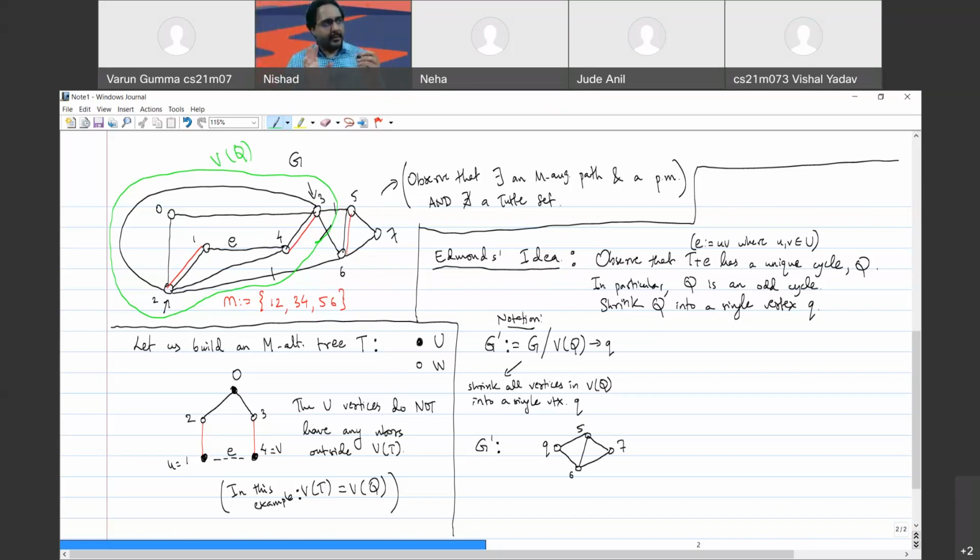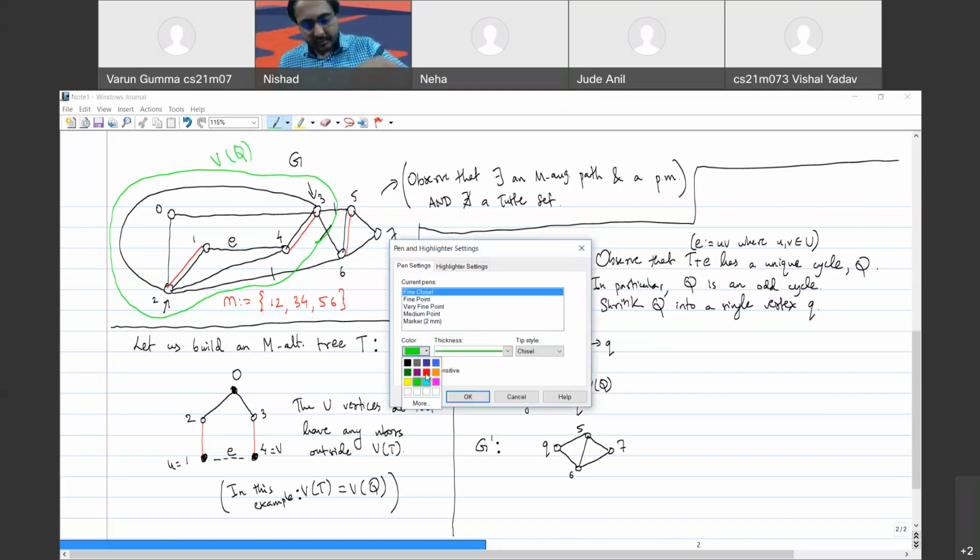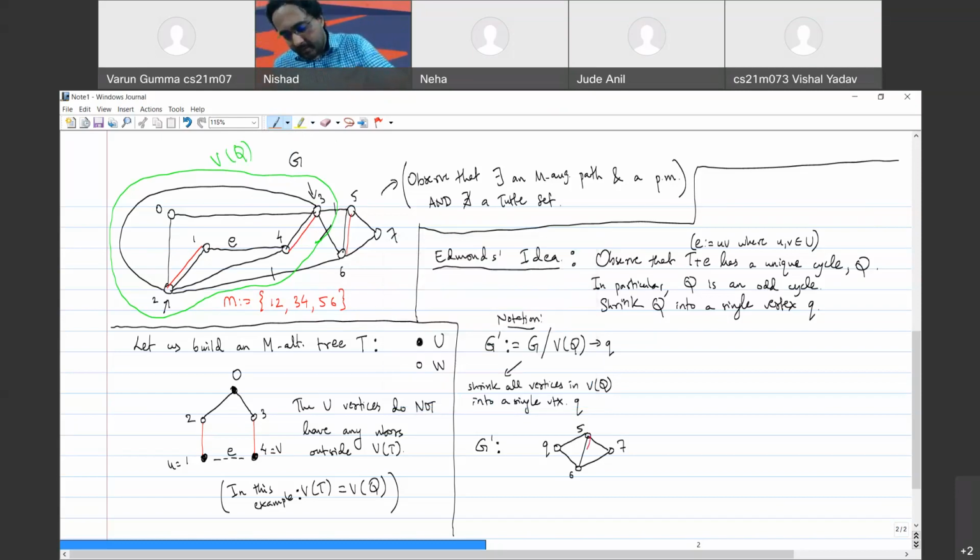Okay. So we get this G prime. What about the matching? We should also modify the matching, right? So the matching is going to be quite straightforward. We will just keep the matching edges that were not already in the tree. So our M prime is simply going to be one edge, which is the edge 5, 6. Whatever edges did not have both ends in Q, we will keep those edges as they are. And Q will become an unmatched vertex.